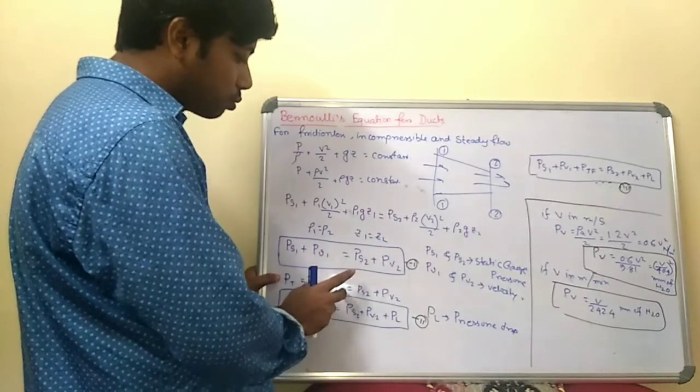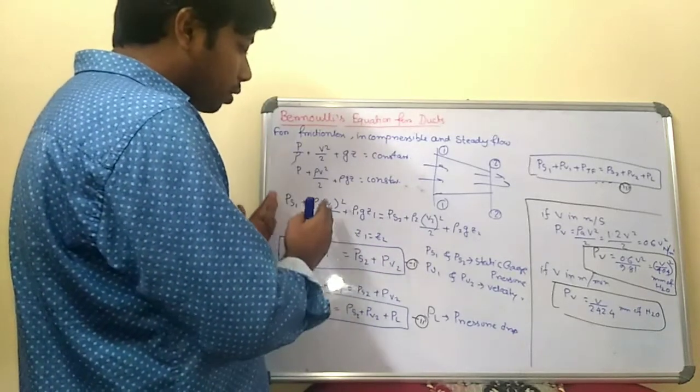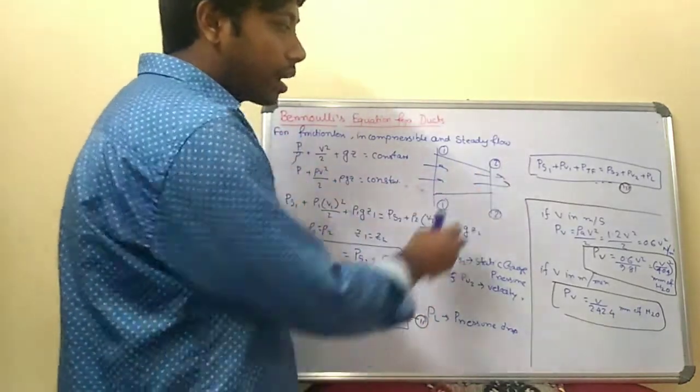So PT is equal to this one plus this one. Both are equal. So the total pressure at the inlet condition is the same as at the outlet condition.